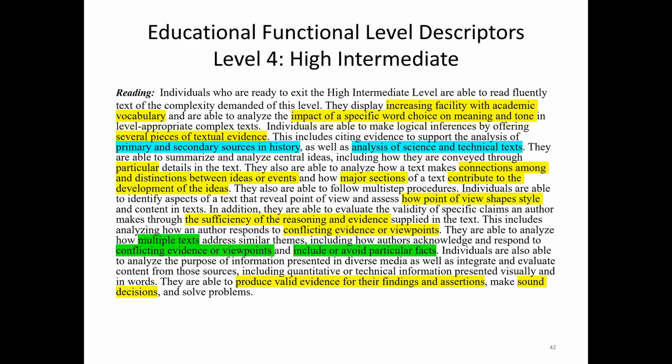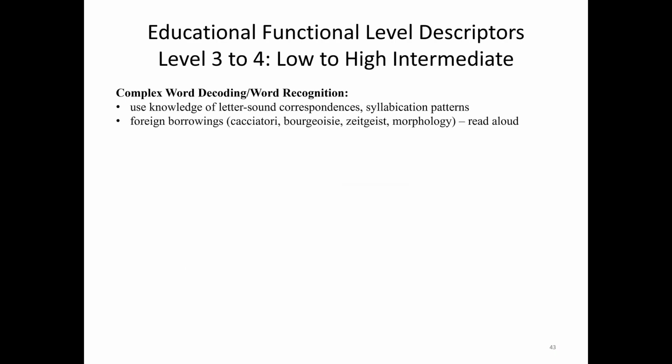So here they talked about word learning, but here they talk about the impact of specific word choices. They talked about reading in science and history, and here they talk about primary and secondary sources and technical texts. In level 3, they talked about connections among ideas. Here they really played that out about major sections, kind of implying that there's multiple sources and so forth. So everything at level 3 is essentially repeated at level 4, except at a deeper, more sophisticated, more detailed level. So that's what I'm going to highlight here in this transition from 3 to 4.